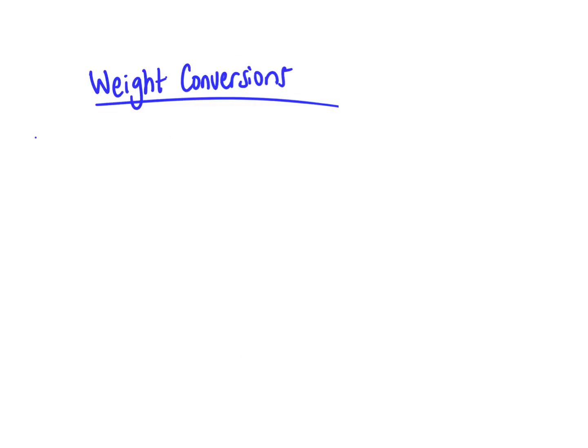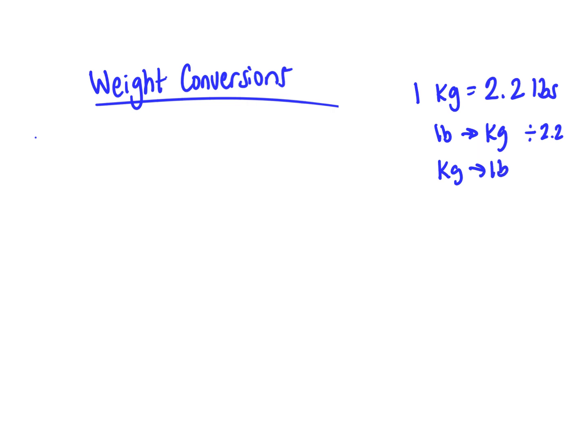Now let's look at some weight conversions. 1 kilogram equals 2.2 pounds, and our conversion factor is going to be the 2.2. We're either going to divide or multiply by 2.2, depending on which way we need to go. Now, if we want to go from pounds to kilograms, we're going to divide by 2.2. And if we want to go from kilograms to pounds, we're going to multiply by 2.2.